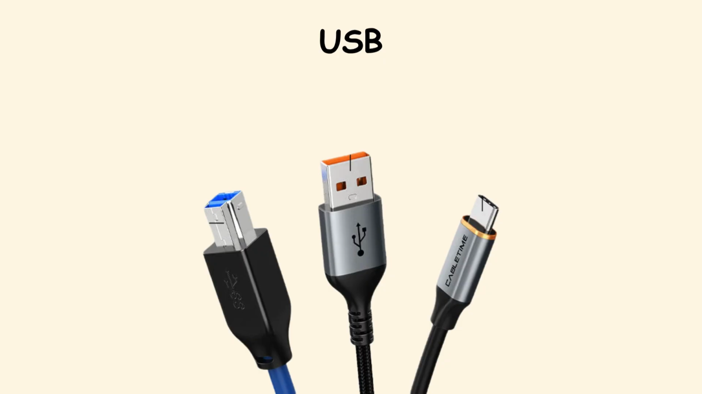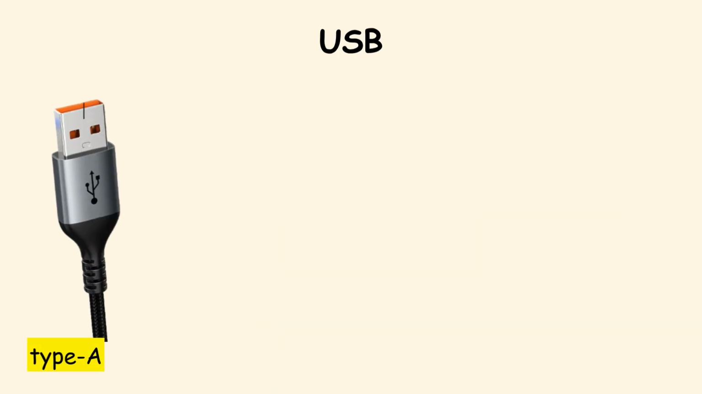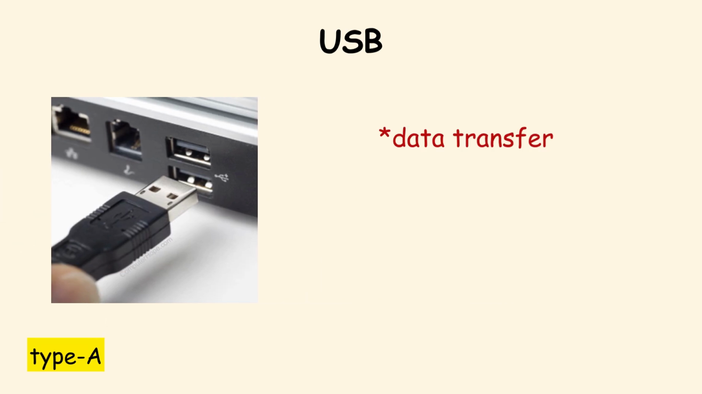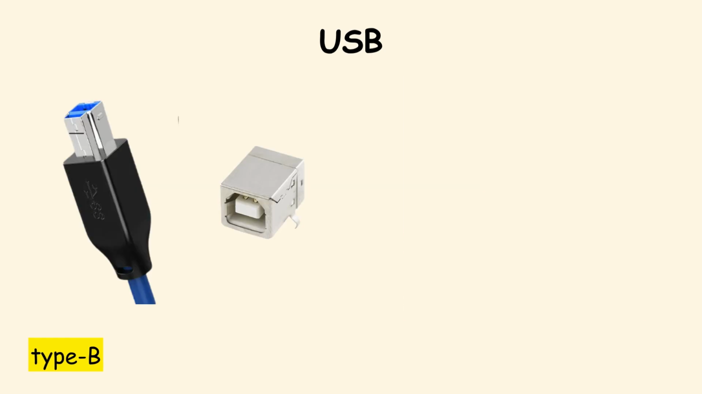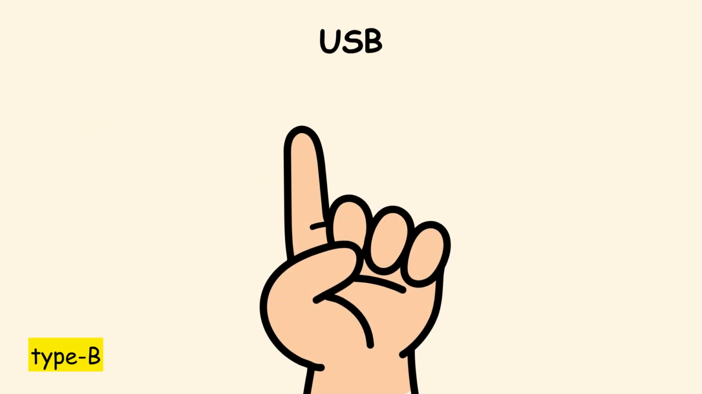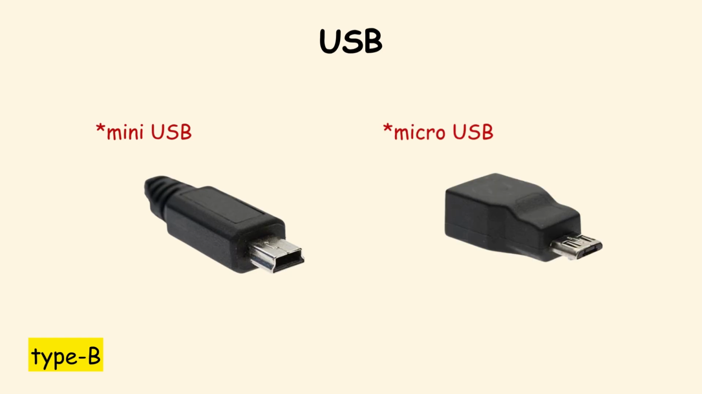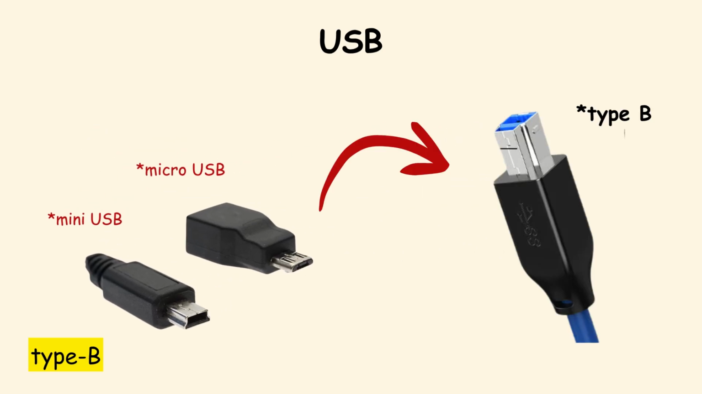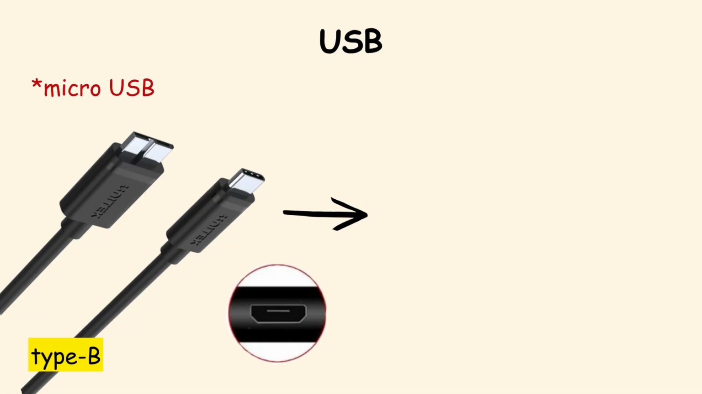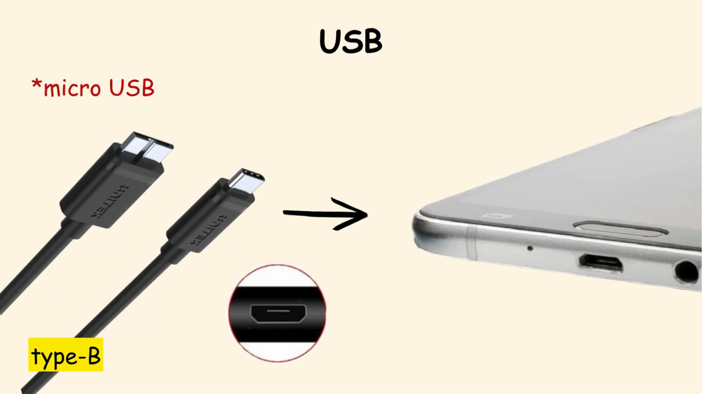Now, USB comes in three main shapes: Type A, Type B, and Type C. Type A is the standard rectangular one you've probably seen everywhere. It's mainly used for data transfer and general connections. Type B is the bigger, bulkier one, and it's most commonly found connecting computers to printers. And here's something worth noting: Mini USB and Micro USB are actually smaller versions of Type B. Mini B used to show up in devices like the PlayStation 3 controller, while Micro B became the standard for charging most smartphones before USB-C took over.